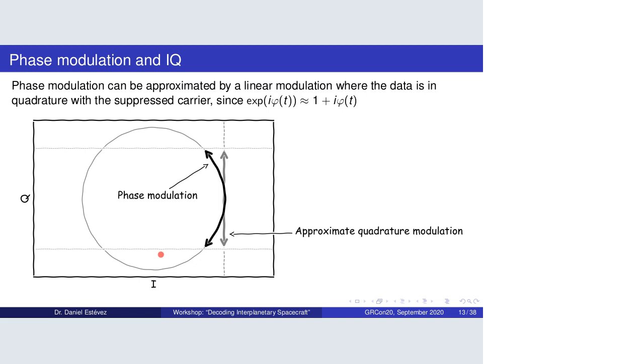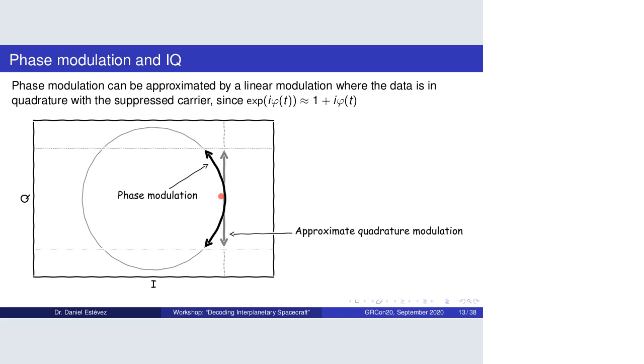So the phase modulation works by going up and down through the unit circle. A bit 1 is transmitted by going here, and a bit -1 or 0 is transmitted by going there. And if we move along this black line, this is not so different from moving up and down like this. So this is the real, the actual phase modulation. This is just an approximation, which looks like quadrature modulation.